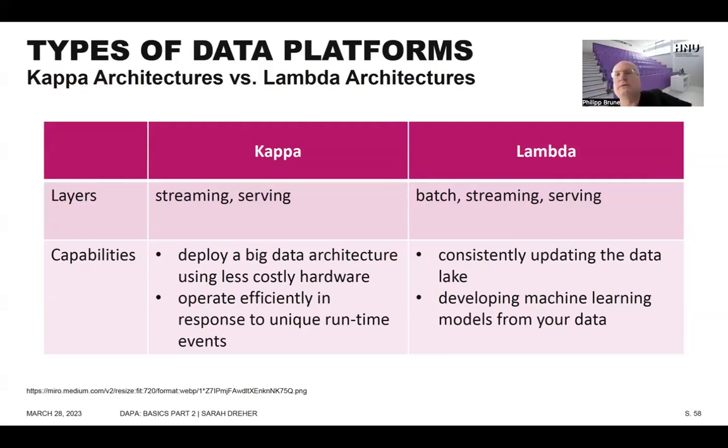So if you want to train, for example, large neural networks or AI models, you would probably prefer a Lambda architecture, because here you have the issue that you start with a lot of batch background work, for example.